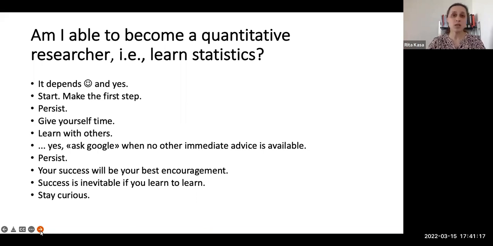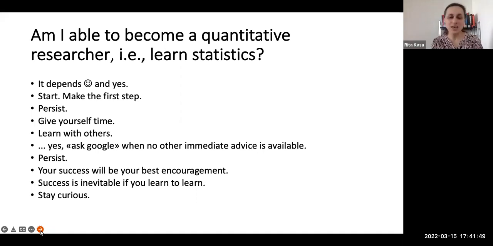You set your own limit. But of course, you have to start somewhere. So making the first step is really giving yourself a chance to see if you will become a quantitative researcher. Persistence is very important. And as students also said, you have to study, practice, practice, practice. Work is required. And of course, this content requires work as any other. Time is a crucial factor.